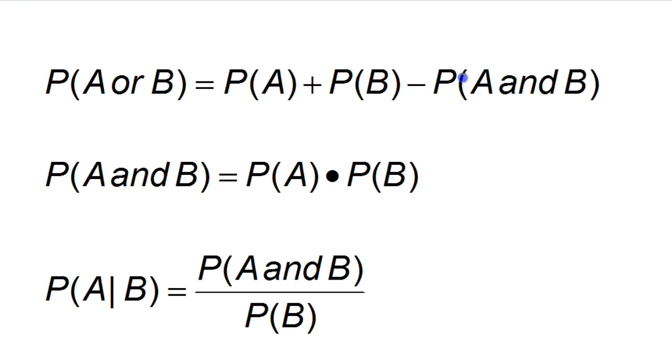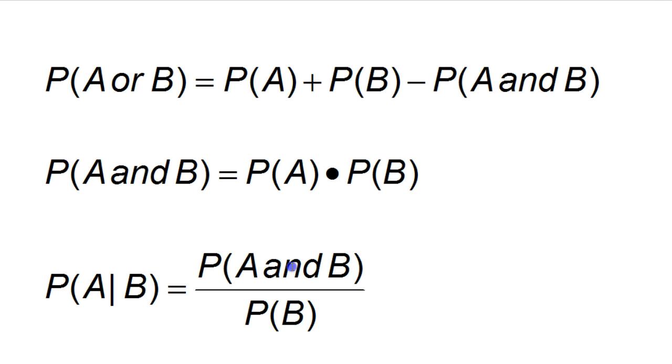Back on this first formula, notice that basically we're subtracting the overlapping part. So if you want to find the union of two probabilities, the probability of A or B happening, you can add the individual probabilities, but then you need to subtract the overlapping part. Anyway, we'll see how these formulas get used as we look at specific problems.